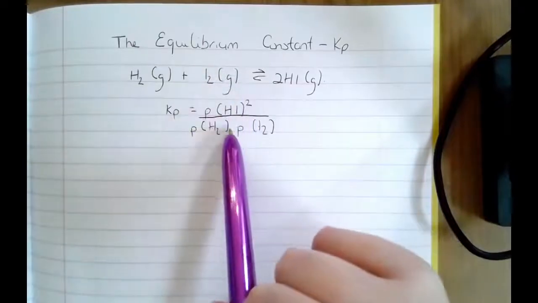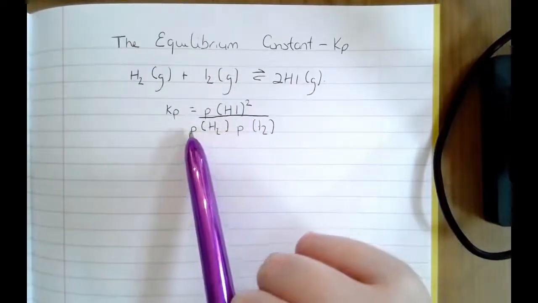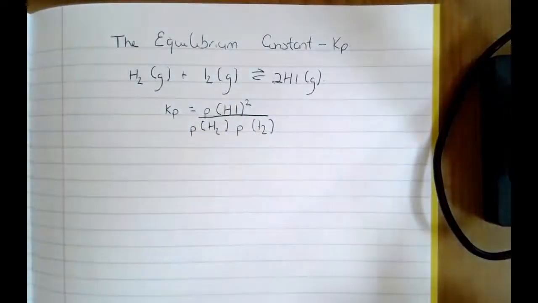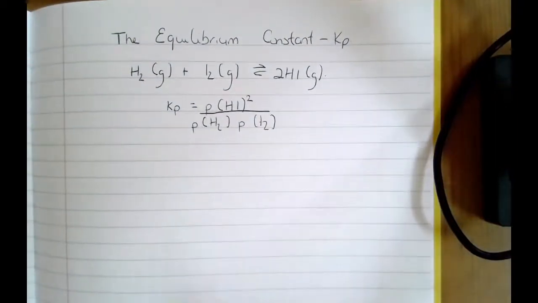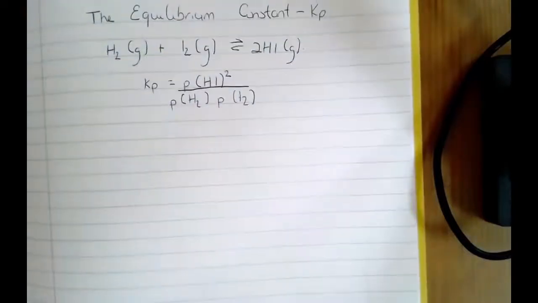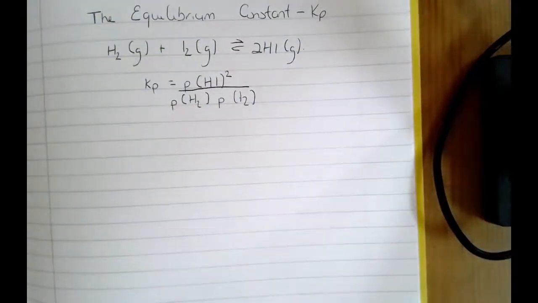And again, I'm not using square brackets. I'm not dealing with concentration. I'm dealing with partial pressures instead. So the way you'll write these Kp expressions will be very similar. As with the Kc, there is a difference between homogeneous and heterogeneous equilibrium.